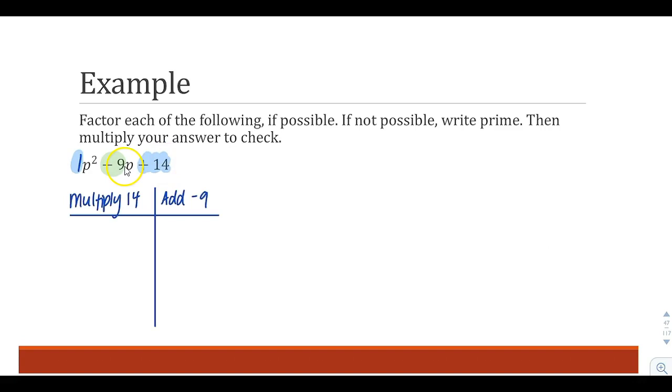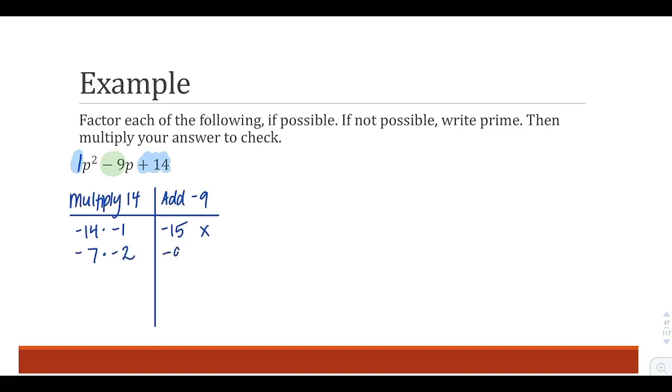So two numbers that multiply together to give us positive 14, and add to negative 9, well, they're both going to have to be negative if they're going to add together to be a negative 9 and multiply to give us positive 14. So let's try negative 14 times negative 1. Well, that's negative 15. That doesn't work. So how about negative 7 and negative 2?